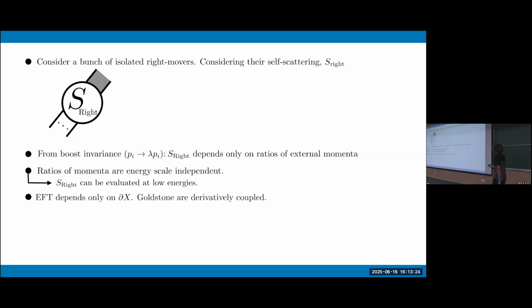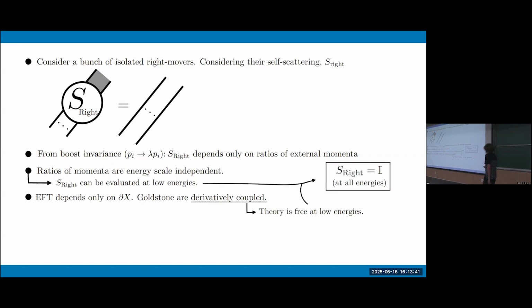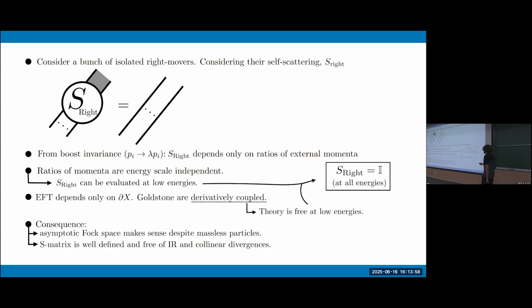But at low energies, we can compute everything in terms of the EFT, which is expressed just in terms of derivatives of the transverse field. In other words, the Goldstones are derivatively coupled, and so the theory is free at low energies. However, again by symmetry, if it's free at low energy, it's free at every energy. And so we conclude that the right movers' S matrix is trivial. As a consequence, there's no issue with having these particles that move collinearly forever. They define a good asymptotic Fock space, and the S matrix is in fact well-defined and free of infrared and collinear divergences. These statements can be backed up by explicit EFT perturbation theory computations.